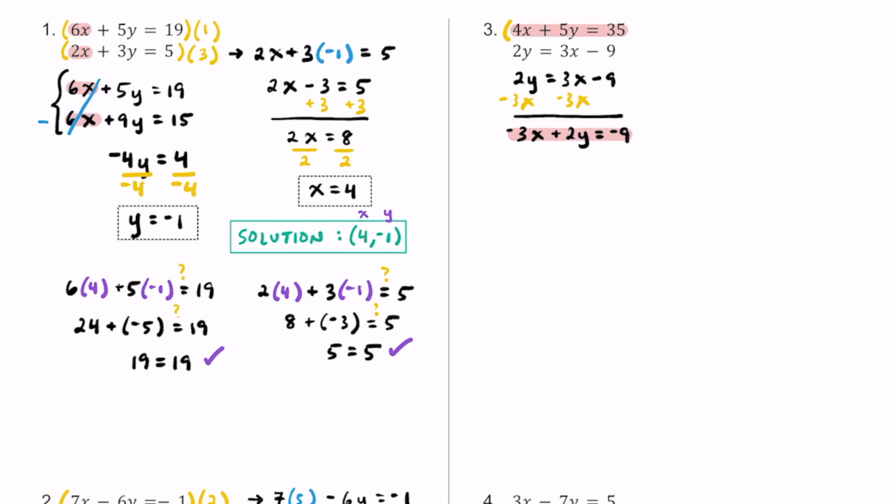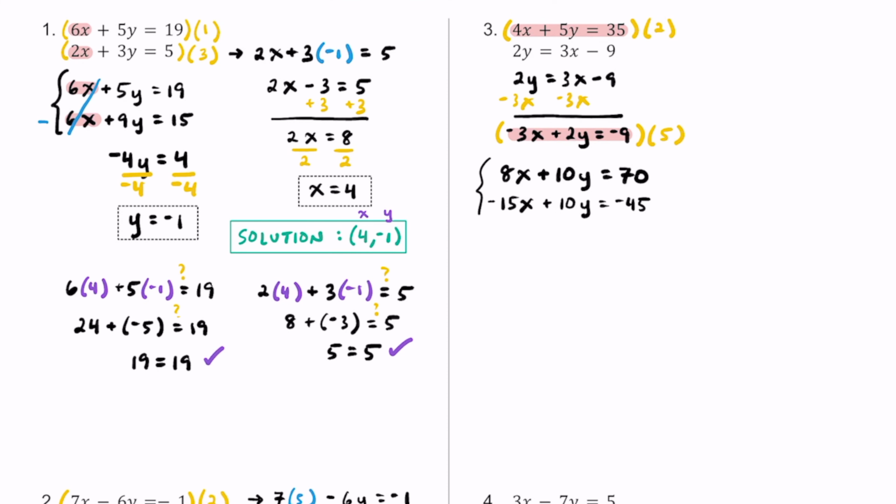So I'm going to take this top equation, and I want to get 10y. So I'm going to multiply the entire top equation by 2. 2 times 4x is going to be 8x. And then 2 times this 5y is going to be a positive 10y. And then 2 times 35, that's a little bigger, but that's going to be 70. All right, what about the other equation? If we want to get 10y, let's take this whole equation and multiply it by 5. Negative 3x multiplied by 5 is going to be negative 15x. Then 2y times 5 is going to be positive 10y. And then negative 9 times 5 is going to be negative 45.